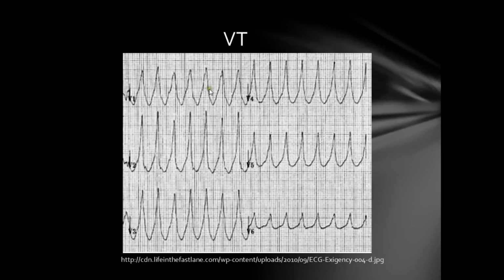So you can only see precordial R waves. There are no Q or S waves, which are negative. So this is complete positive concordance from V1 to V6, indicating ventricular tachycardia.